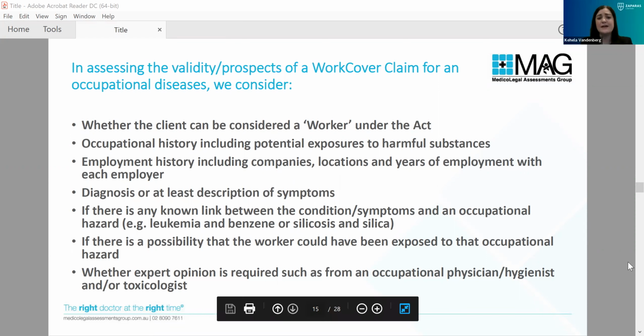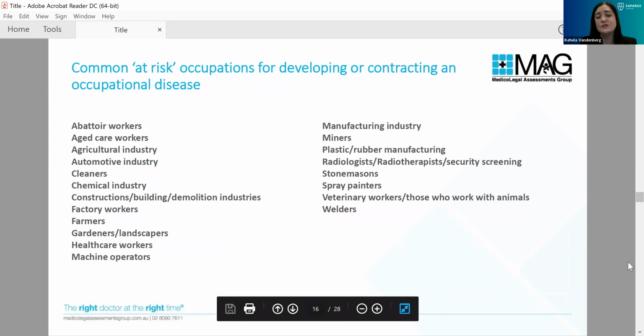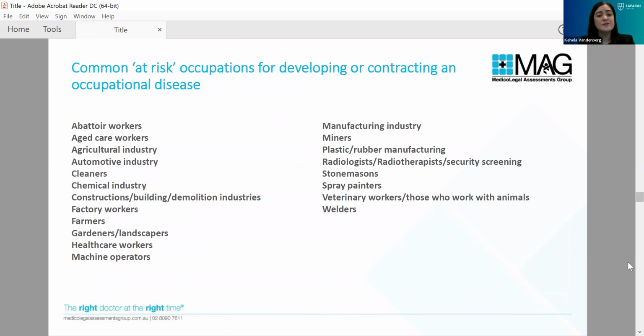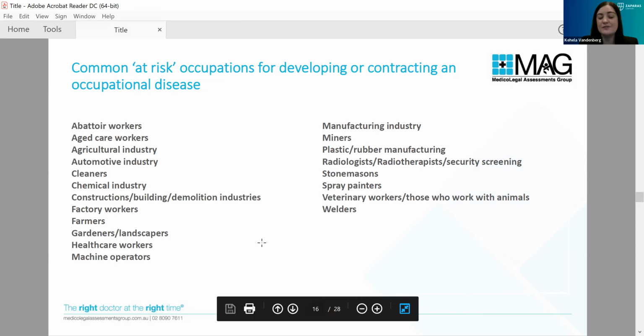So what are some common at-risk occupations for developing these conditions? In terms of organic risk, obviously you've got abattoir workers, the agricultural industry, veterinary workers. In terms of cancers, you can also have welders, manufacturing, cleaners, chemical workers, anything where you could be exposed to, for example, a chemical. Spray painters are quite typically exposed to toxic fumes and they can have respiratory conditions because of that as well. Contractors, building and demolition workers are definitely at risk of potential exposure to asbestos.